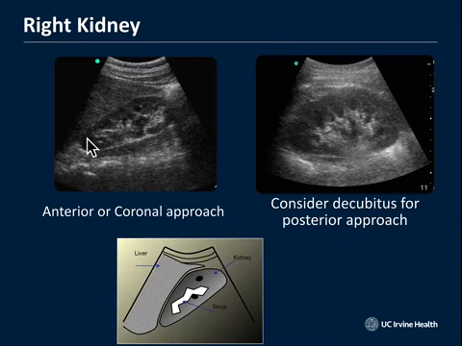This is what that anterior or coronal view looks like. You can see the upper pole here, the lower pole. This is the kidney, renal pelvis, or sinus here. This is the cortex seen out here.